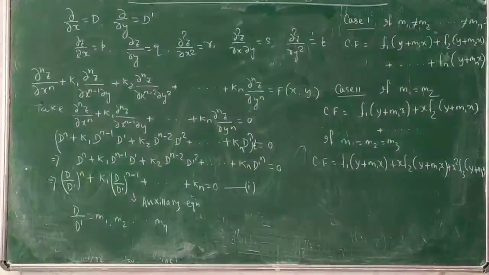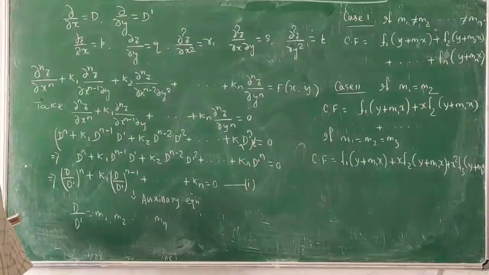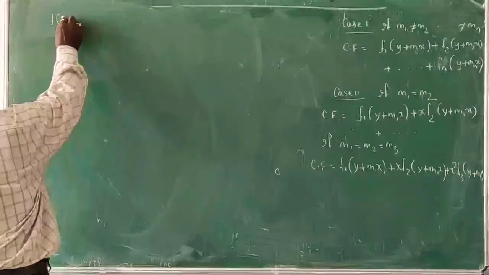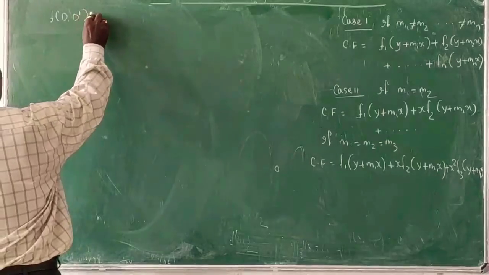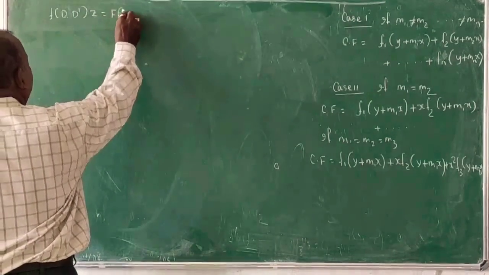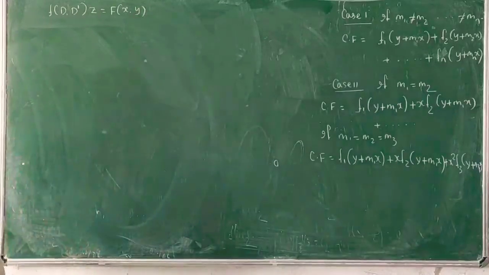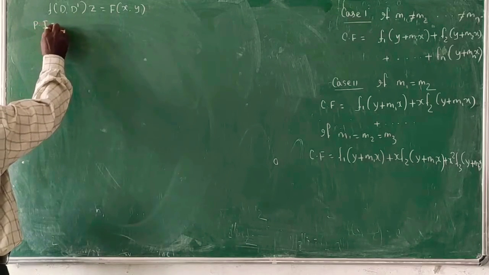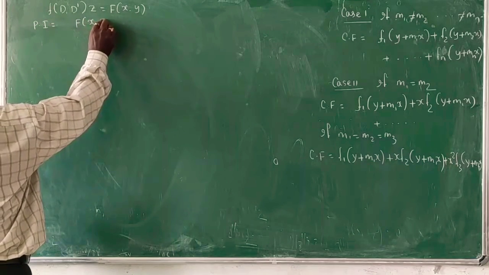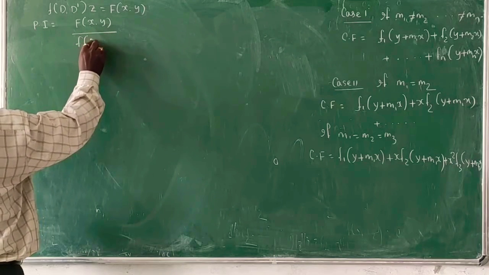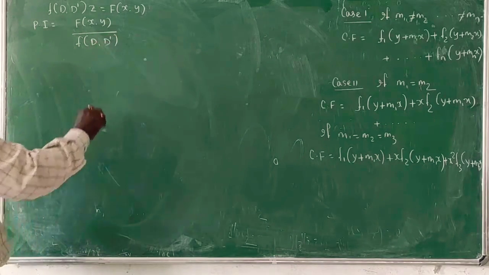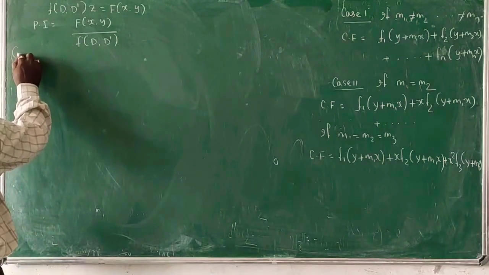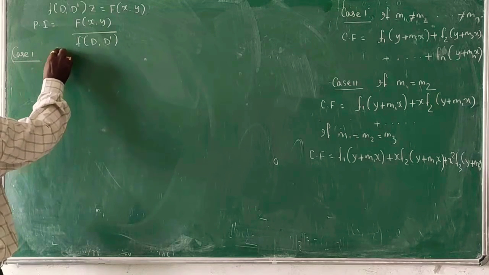Now you see how to find out the particular integral of this. So you do this first. The differential equation is in this form: f of D, D dash operating on z is some function of x, y. So you will obtain the particular integral is equal to f of x, y divided by f of D, D dash. Is it not? Now come to your case number 1.